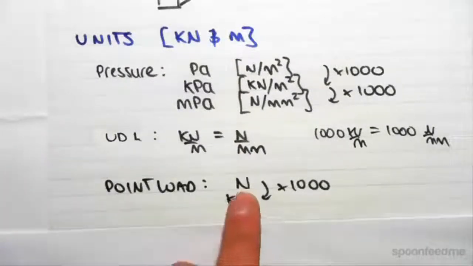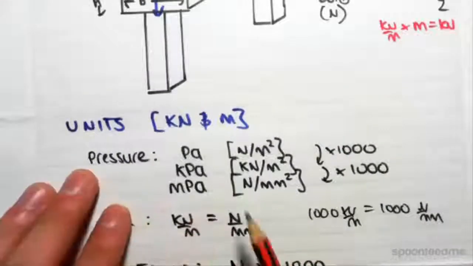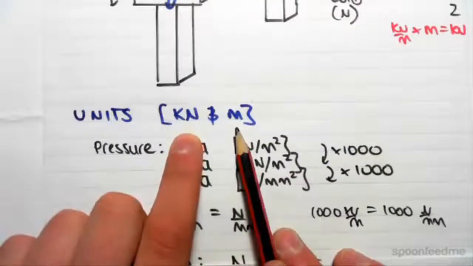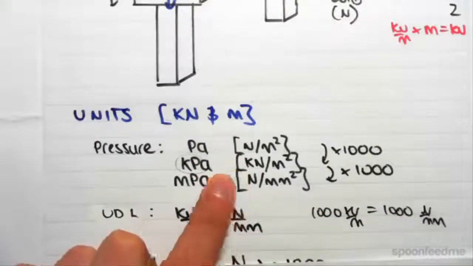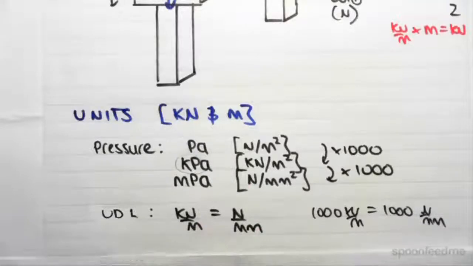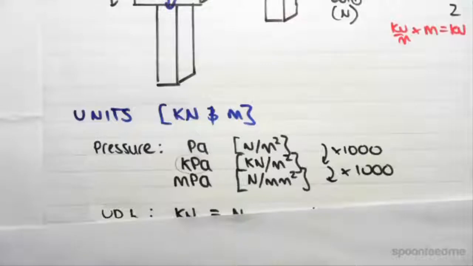Just on point loads, we have either newtons or kilonewtons. We have 1,000 newtons in 1 kilonewton. Once again, the code gives us everything in kilonewtons and meters, which is why you'll see values in kPa in the code, because that's kilonewtons per meter squared. Anyway, guys, this is just a very brief introduction to some of the underlying concepts we're going to be seeing for the dead and live load calculations.